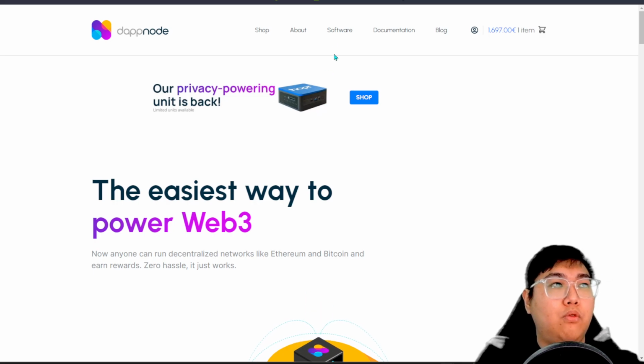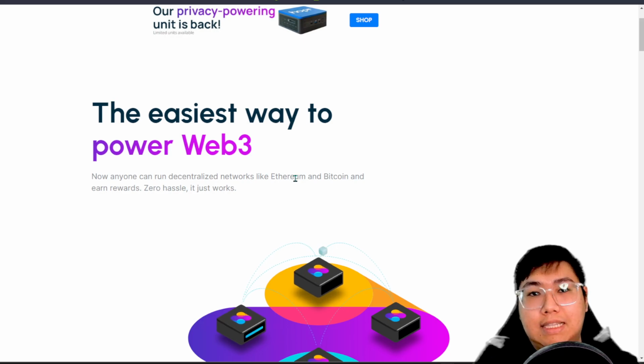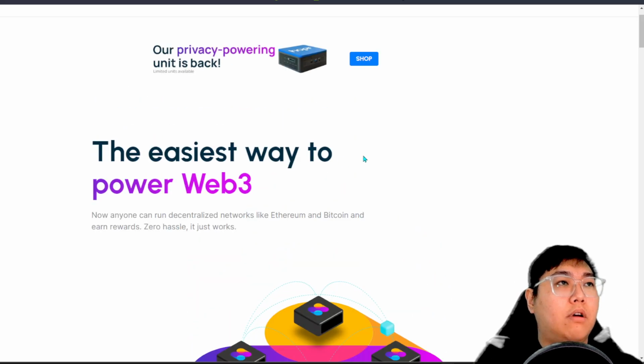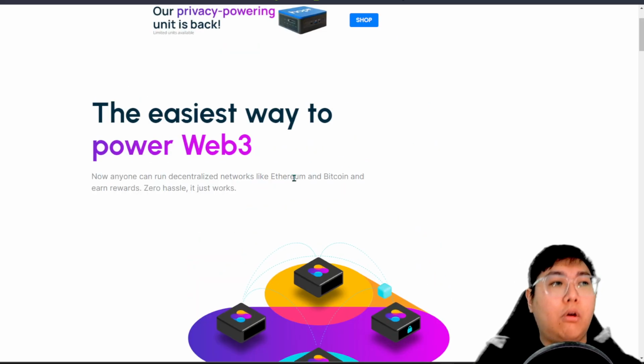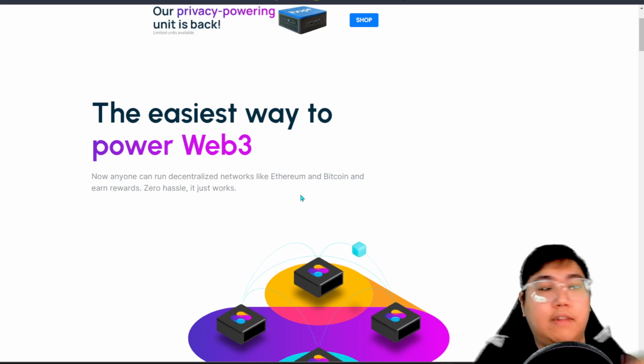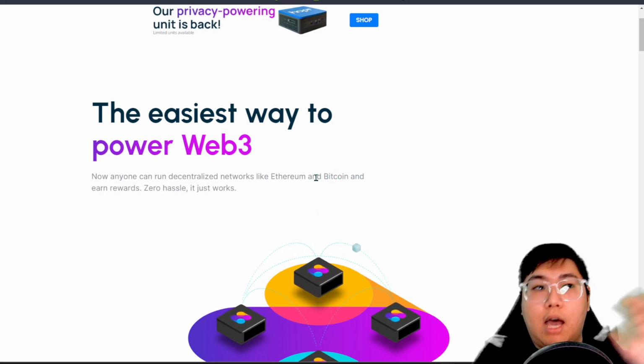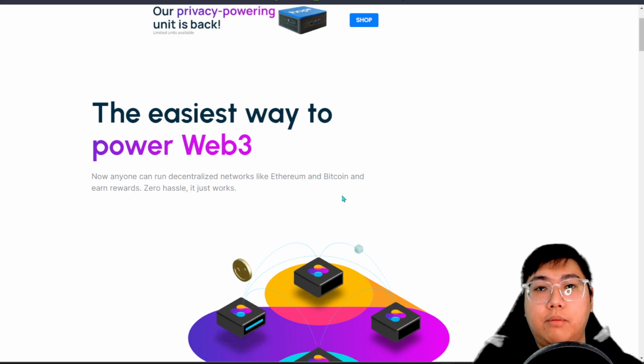But what they are doing is they are also providing you the hardware to be compatible with the type of nodes that they are offering. And of course, on DAppNode itself, they not only have Ethereum nodes, they do have Bitcoin nodes, and they have Pocket nodes, and many more other crypto nodes out there that you can run, and generate passive income.